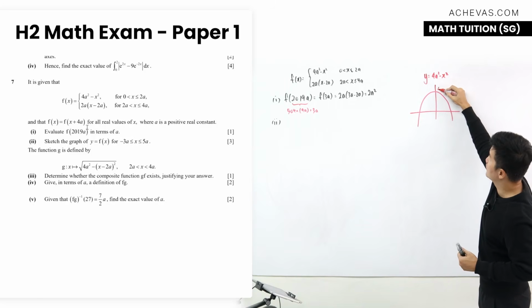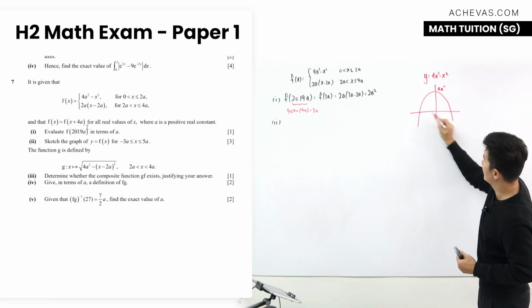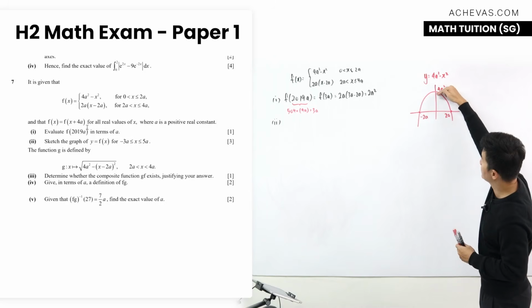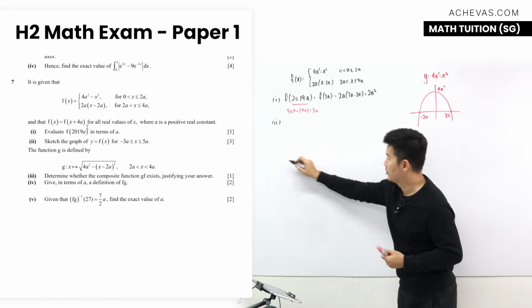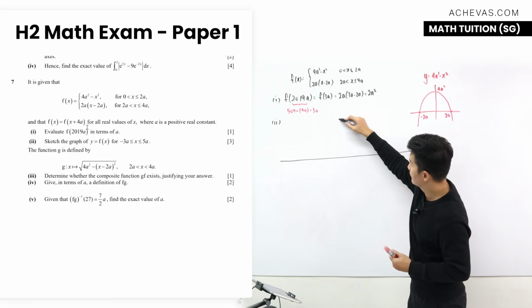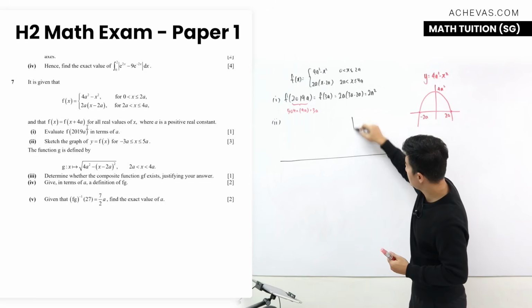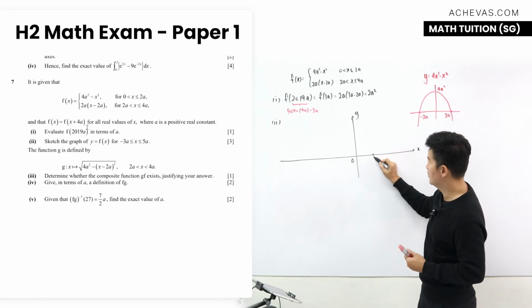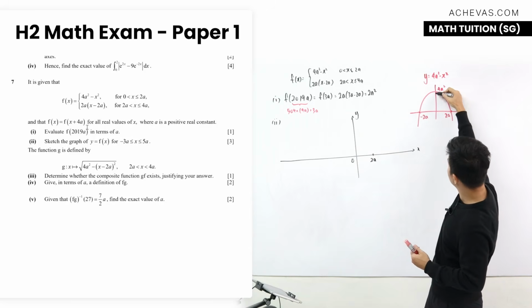Then plus 4a is going to shift the whole thing in the y direction by 4a units. In fact, here and here is going to be minus 2a. Here is going to be 2a. And we are going to be capturing just 0 to 2a. So if I were to be drawing the graph, y-axis, x-axis from 0 to 2a, the graph is going to be like this.